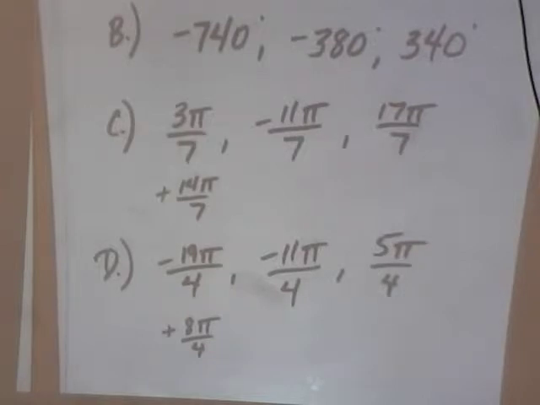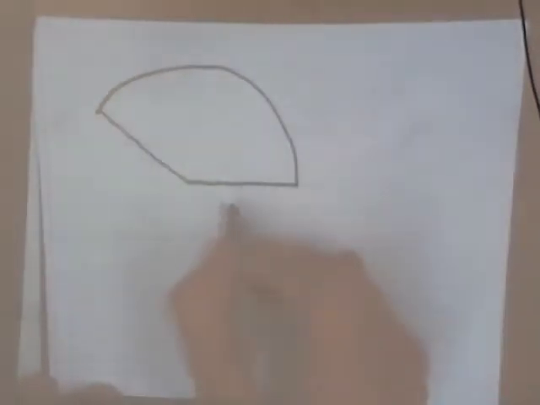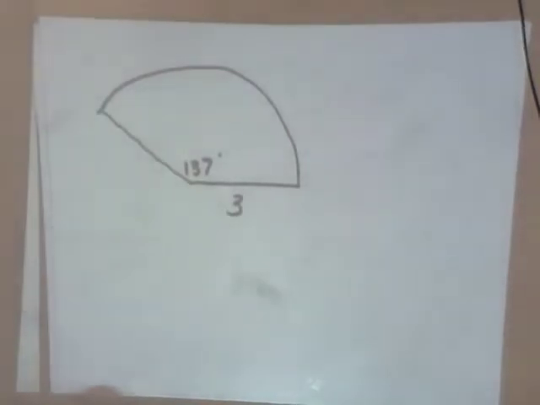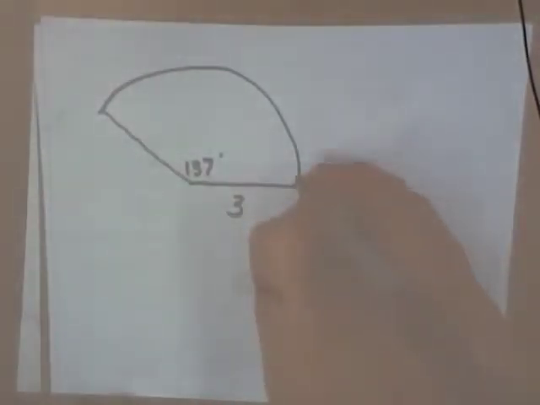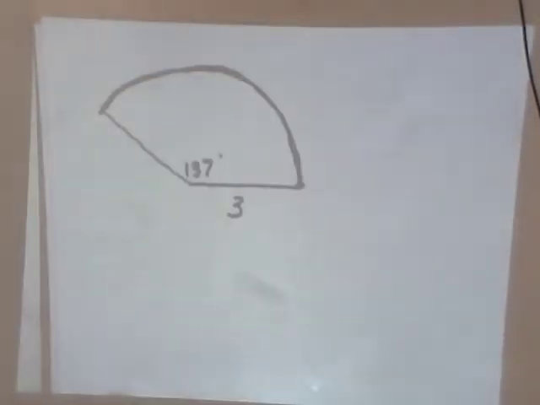Find the length of the arc with a radius of 3 feet generated by the central angle of 137 degrees. Okay, so I've got an arc of 137 degrees. Radius is 3 feet. And I want to find the length of the arc, in other words, the distance from here to here. That is part of a circumference, isn't it?